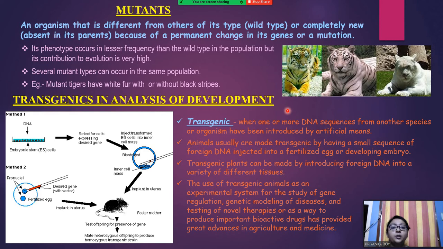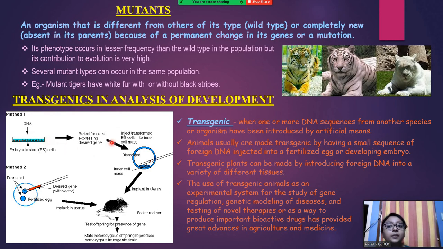Usually a small segment of DNA can be injected into an embryo or a fertilized egg, and then a transgenic animal can be formed, or in case of plants, any portion of the tissue can be introduced into a plant, and therefore a transgenic plant can develop. Such can be the methods. So here two methods are explained. One is where the DNA is injected into embryonic stem cells, and these cells express the desired gene, because of the DNA you are incorporating into them.